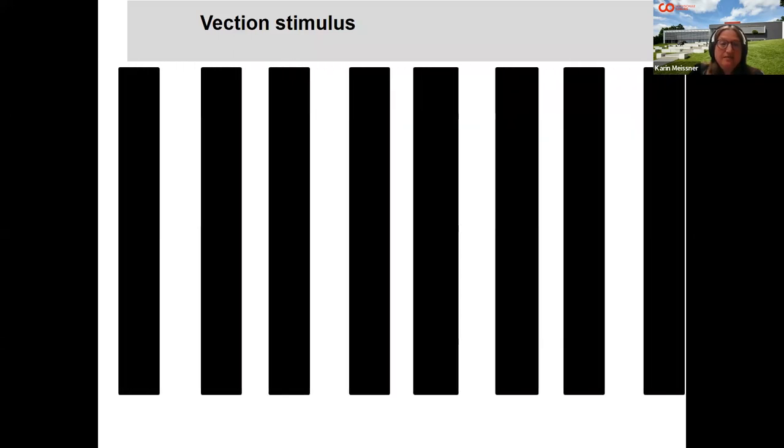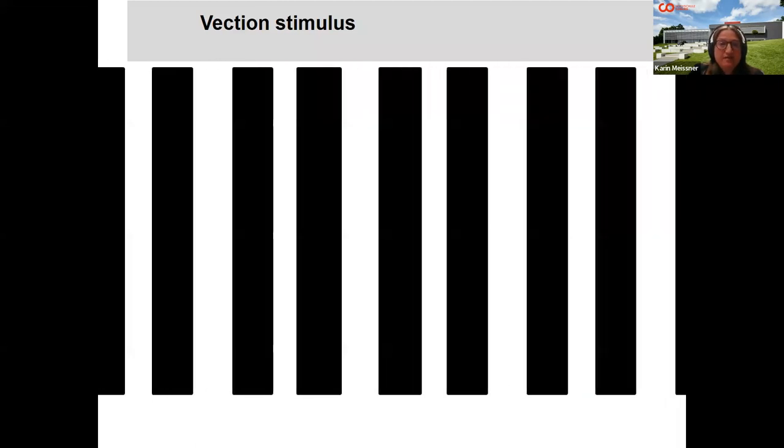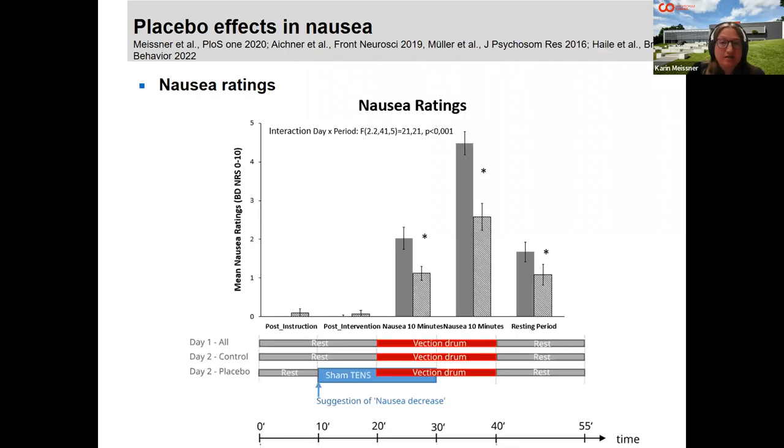So for 20 minutes, the participants saw this vection stimulus 30 centimeters in front of them, and they developed a lot of nausea, which was intended. On a scale from 0 to 10, they developed on average in the second 10 minutes of this experiment a rating of about 5 on the untreated day and also in the untreated group. But when they received a placebo treatment, the nausea ratings were almost half as high as before. So this is the placebo effect.